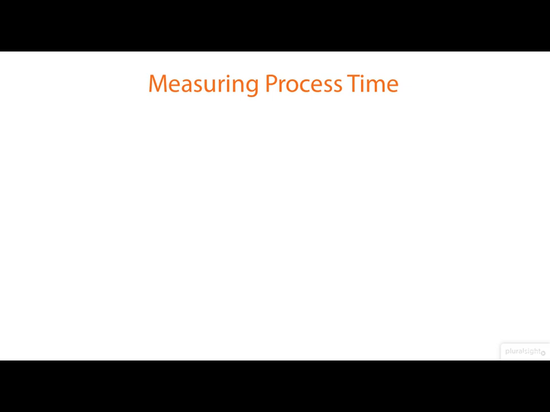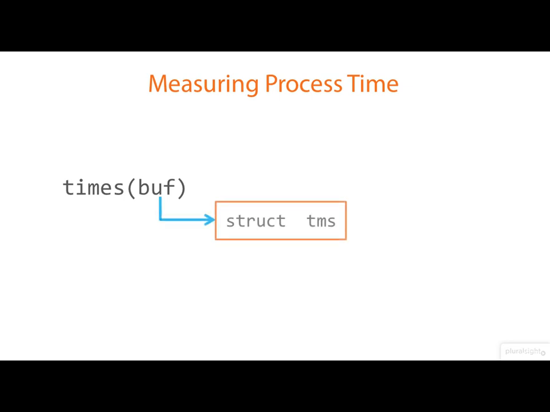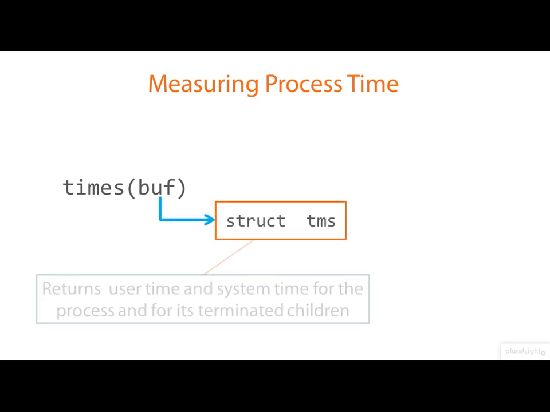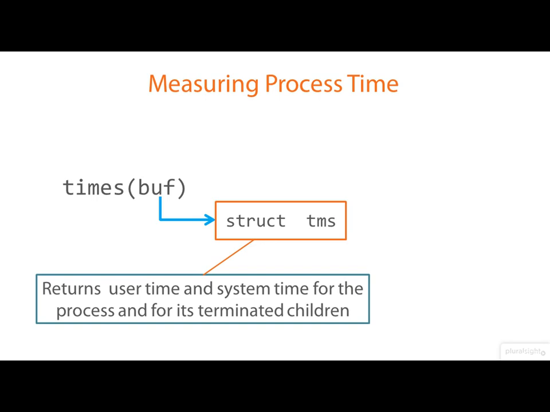We can get a more detailed breakdown by calling times. Now, this takes a pointer to a tms structure, and in here, we'll get the user time and the system time for both this process and for any of its children that have terminated and been waited for. That will all make more sense in the next module.